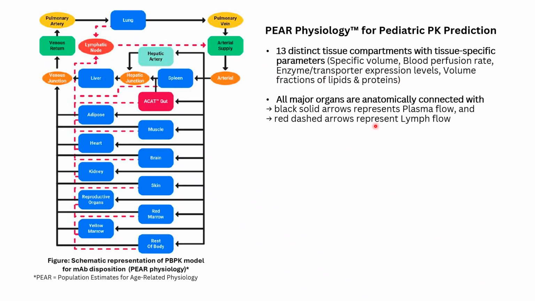All major organs are anatomically connected with plasma flow represented by black solid arrows, and red dash arrows represent the lymph flow. So lymph nodes will collect the lymph from all organs and will return it to systemic circulation.